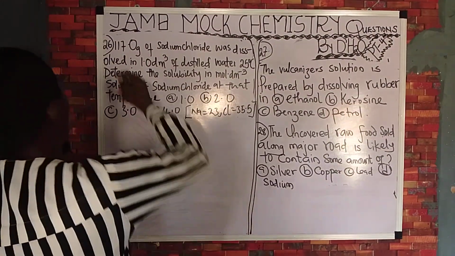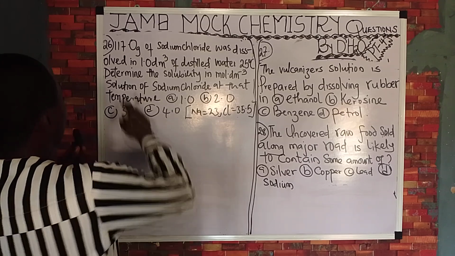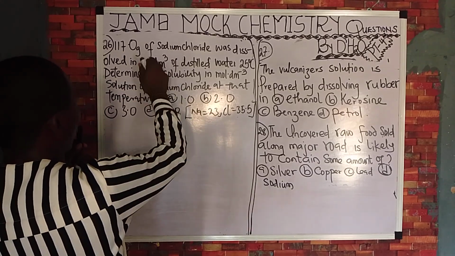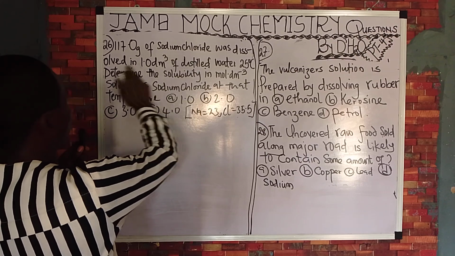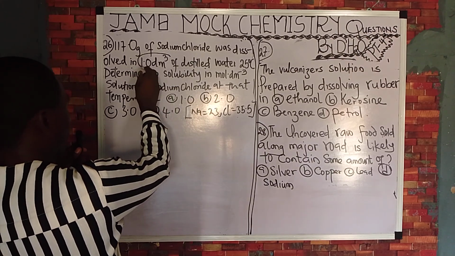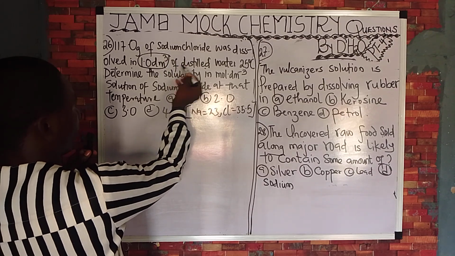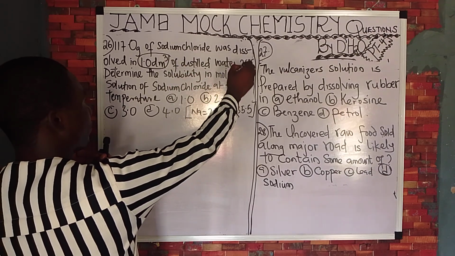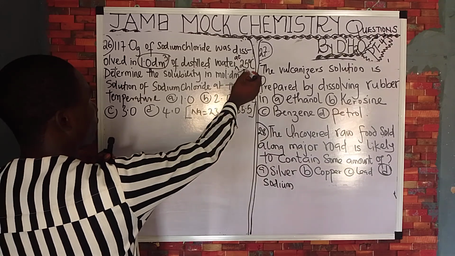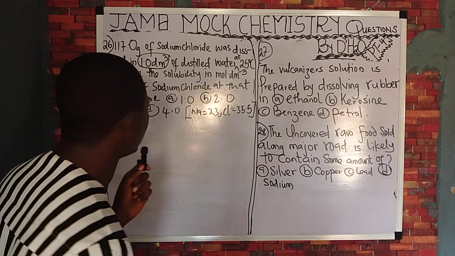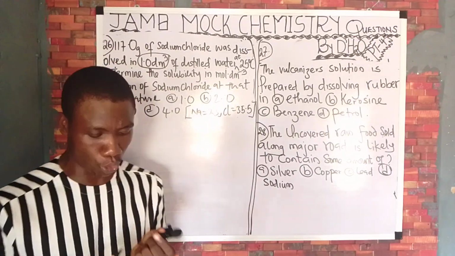Question number 26. 117.0 grams of sodium chloride was dissolved in 1 dm³ of distilled water at 25 degrees Celsius. Determine the solubility in mole per dm³.